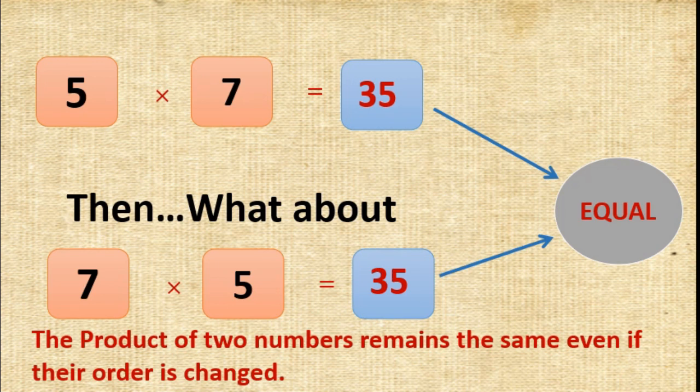See dear students, in the first one 5 is there in the first place and 7 in the second place, correct? This is the multiplicand and this is the multiplier. And in the second case 7 is in the first place and 5 is in the second place. This is the multiplicand, 7 and 5 is multiplier. But the product, they are 35. Here also we got 35, means they both are equal, isn't it? So this is one of the property of multiplication, that is the product of two numbers remains the same even if their order is changed.